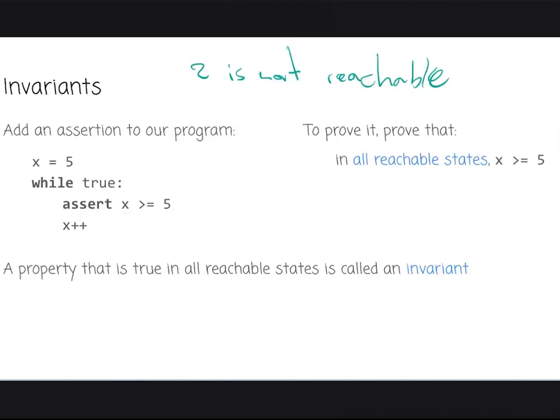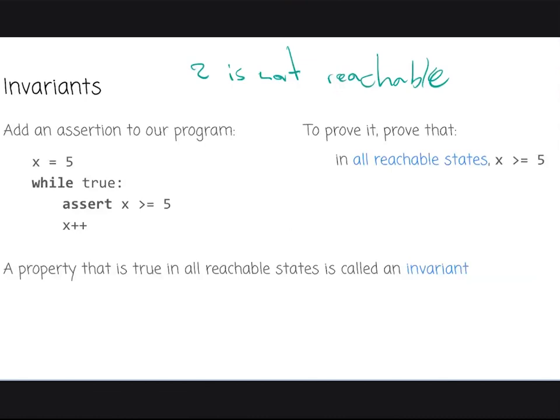So to show that this is always true, we need to show there are no reachable states where this is false, which changes our proof. And let me just mention that an invariant is a property which always holds in all the reachable states. So we want to show that there's an invariant here. It doesn't vary. The fact that x is greater or equal to 5 does not vary throughout our program.